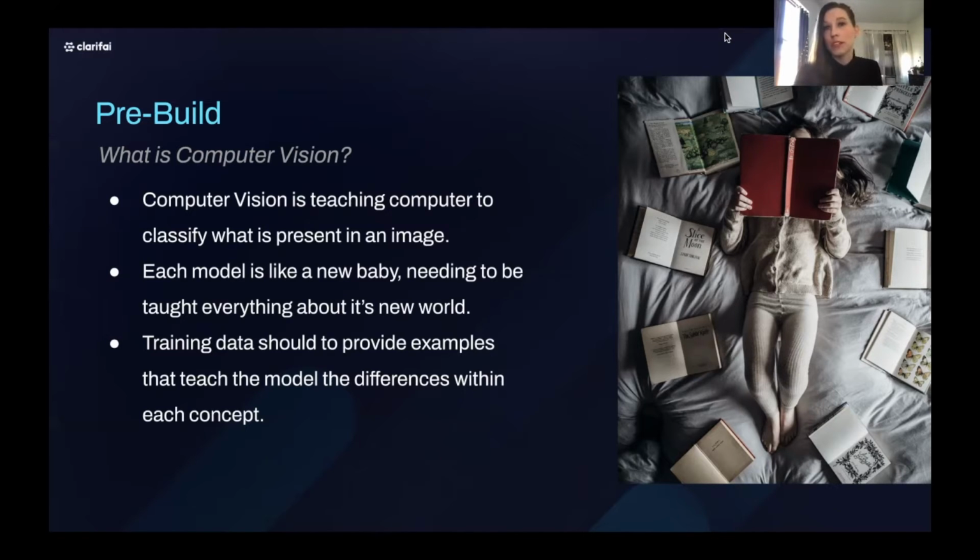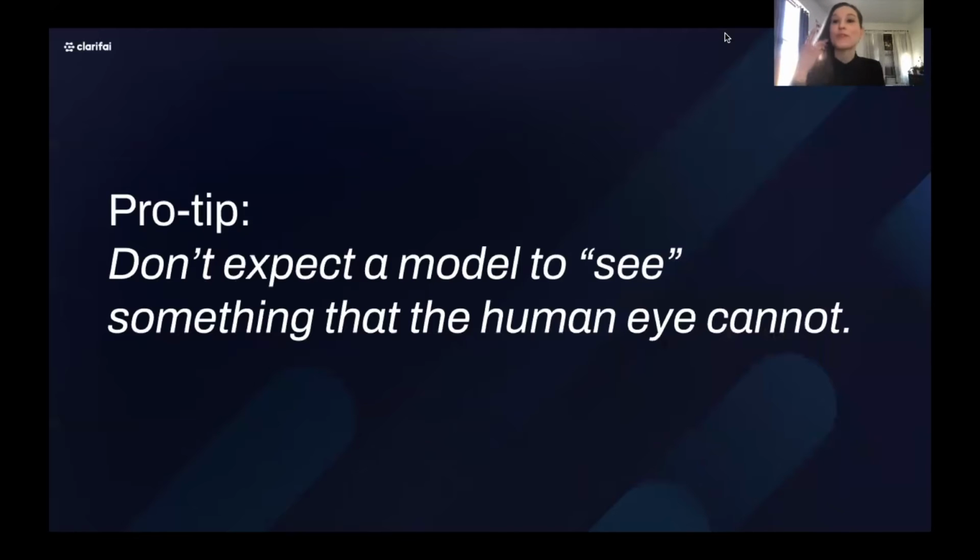By showing the model as many diverse images as possible, we are teaching it to expect those visual differences within each and every concept. My first week at Clarifai, a machine learning engineer gave me some great advice for working with computer vision. Don't expect a model to see something that your human eye cannot. Another way of saying this is if your eyes can't pick up on, say, a particular detail in an image, or you couldn't tell the difference between two strikingly similar images, you shouldn't expect a computer to do any better. Computers don't benefit from any context outside of the image, unlike what human brains can do.